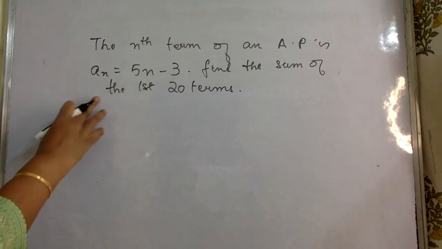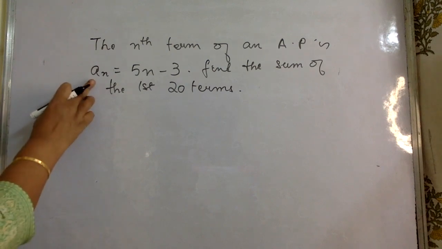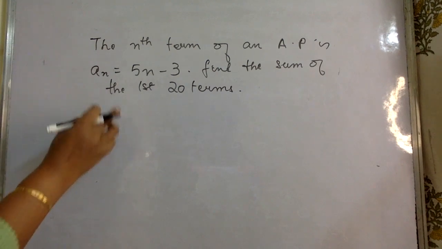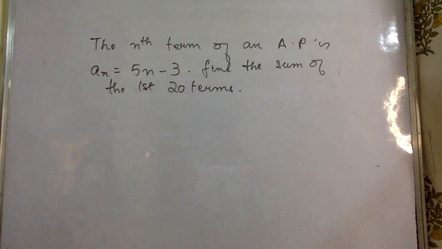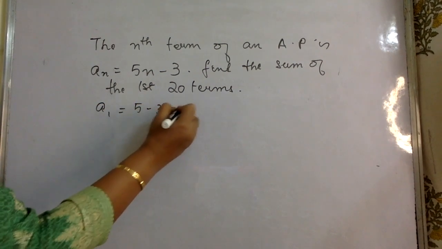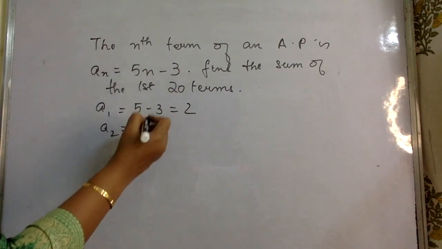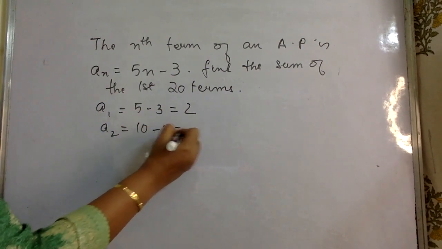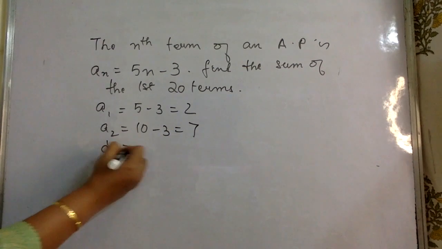The nth term of an AP is this, which means Tn is this. Find the sum of the first 20 terms. So let me first find the first term. A1 is 5 minus 3, that's 2. How much is A2? A2 is 10 minus 3, isn't it? That is 7. So clearly D value is 5.